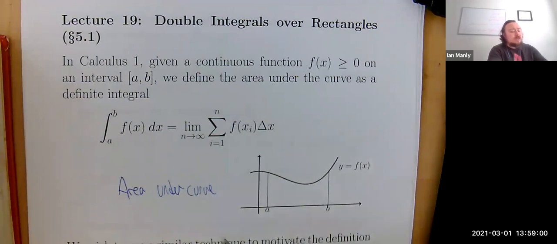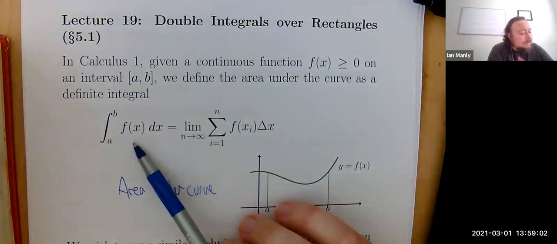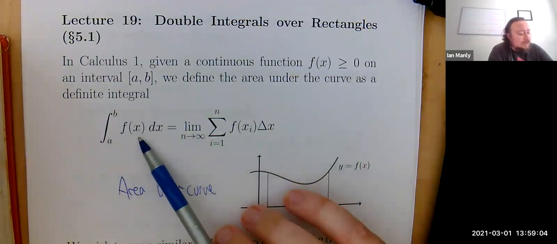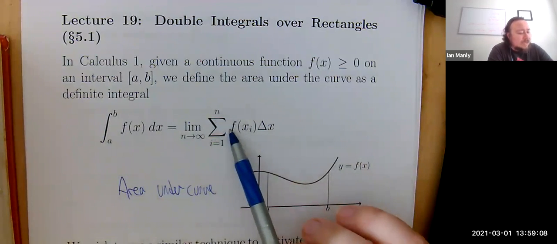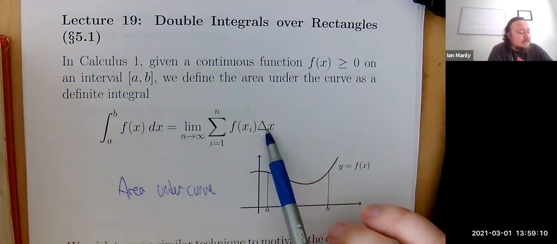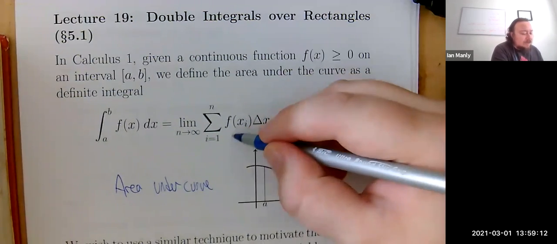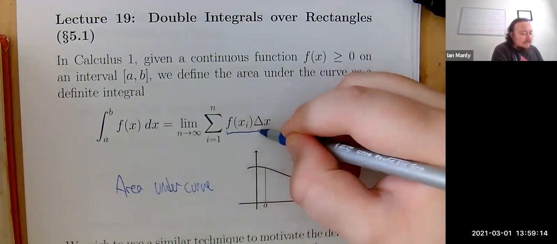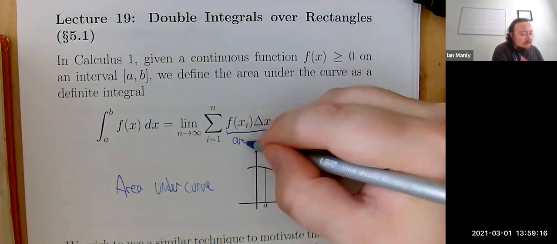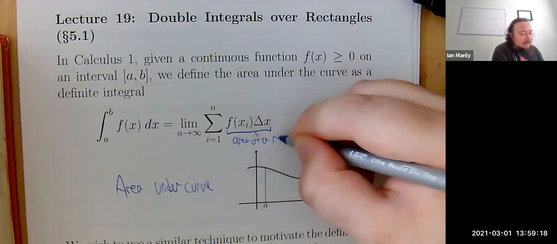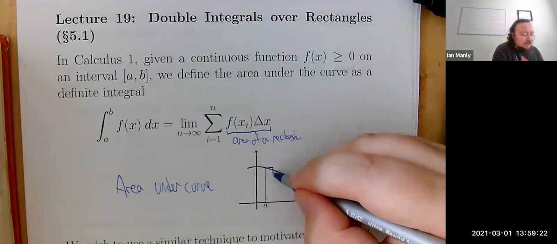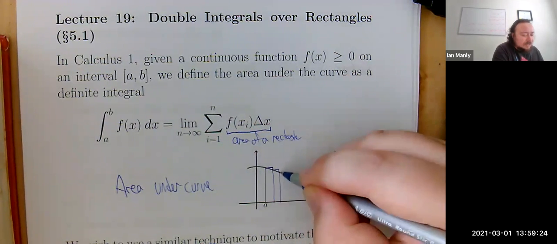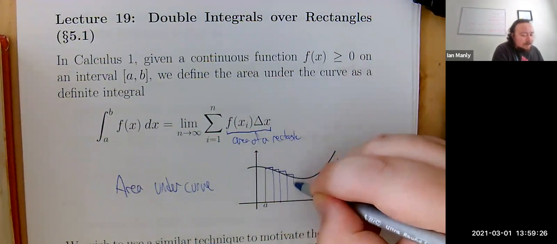In Calc 1, when we talked about integration, the definite integral from a to b of a function was the limit as n goes to infinity of the sum from 1 to n of f of xi delta x. Now, what on earth is this? Well, remember, this is the area of a rectangle. And remember that we had a bunch of these rectangles that filled up our area.